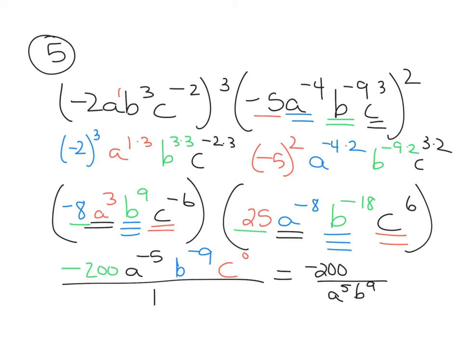Now, c to the 0, what that means is I have no c's. All the c's totally canceled. So I do not put any c's in my answer. So this right here is my final answer to number 5.